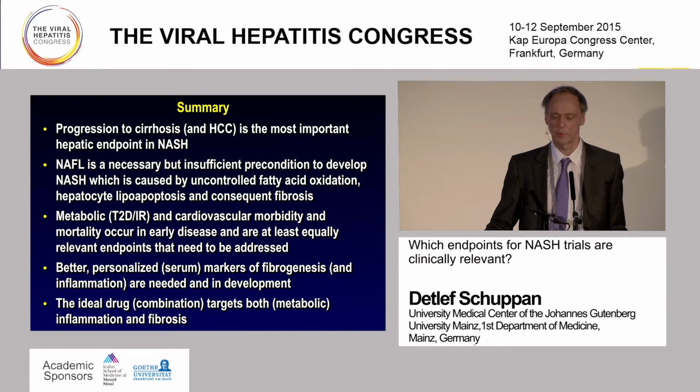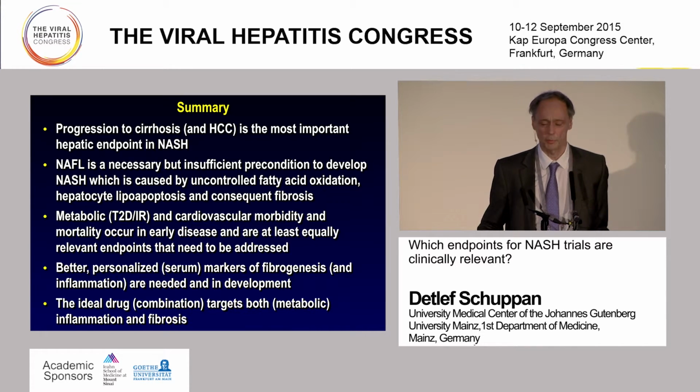And this is the major morbidity and mortality which we would have to address in certain patient populations, which is conditioned also by the liver disease. And I've mentioned the better personalized serum markers, but also imaging methodologies for hepatic fibrosis and inflammation, especially fibrogenesis. And the ideal drug combination targets both the metabolic problem and the fibrosis if we have advanced patients.